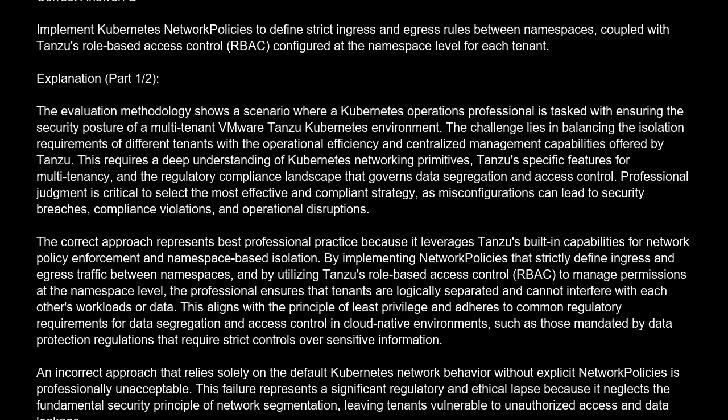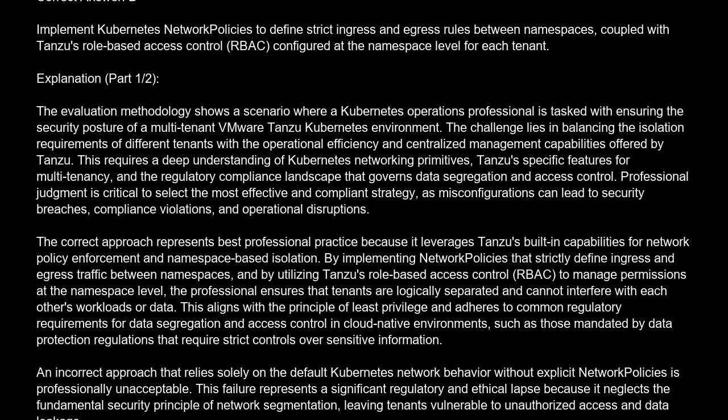Explanation. The evaluation methodology shows a scenario where a Kubernetes operations professional is tasked with ensuring the security posture of a multi-tenant VMware Tanzu Kubernetes environment. The challenge lies in balancing the isolation requirements of different tenants with the operational efficiency and centralized management capabilities offered by Tanzu. This requires a deep understanding of Kubernetes networking primitives, Tanzu's specific features for multi-tenancy, and the regulatory compliance landscape that governs data segregation and access control.